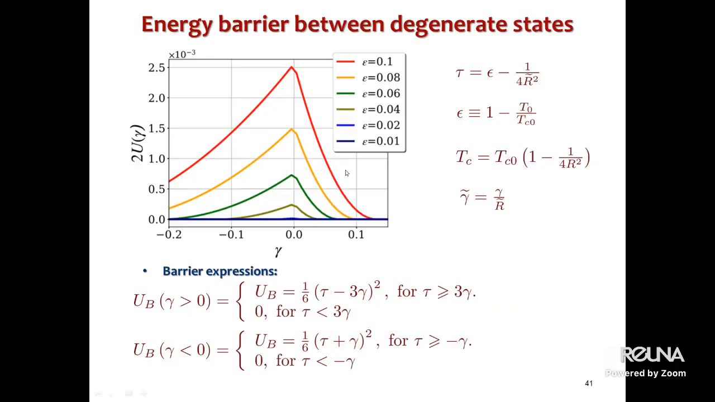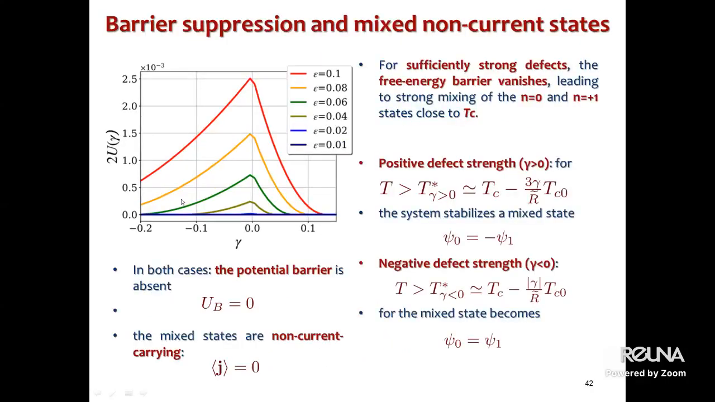Above some critical value, which depends on the reduced temperature, we do not have a barrier. For example, for a certain value of defect, we do not have a barrier. And this temperature, branching temperature, I will call it, depends on the defect strength. For specific defect strength, the barrier vanishes, as I said, and this leads to a strong mixing of the zero harmonic and one harmonic. Since we do not have any barrier between them in free energy, they start to mix.